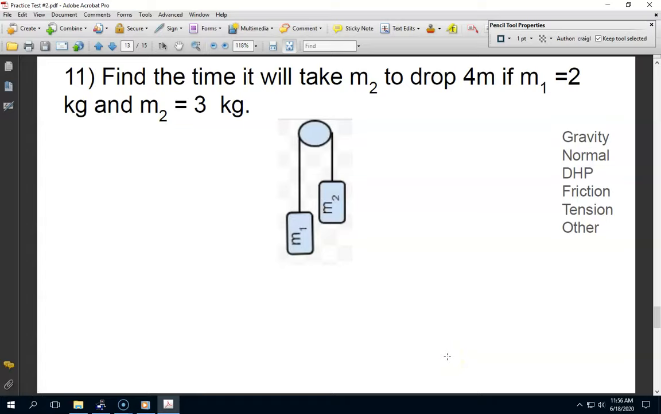Right here, I've got one of these. I don't think we've done one of these today. Again, I've got 2 boxes. There's a string and pulley. Find the time to drop 4 meters. Some more kinematics, but we got to do the force stuff first.